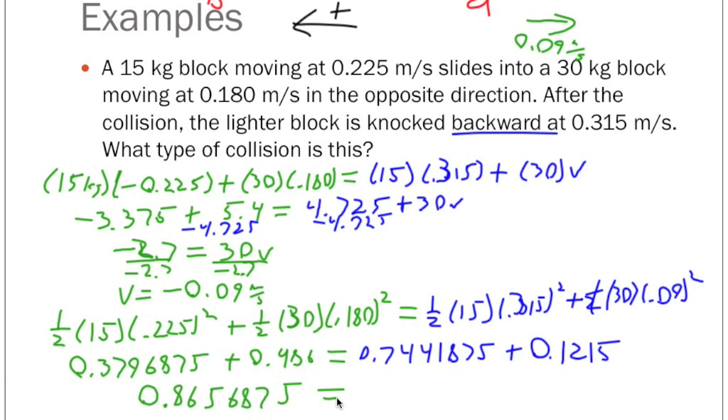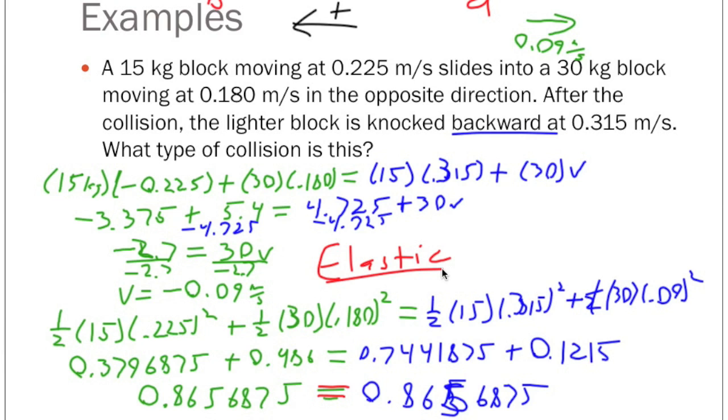And then on our after side, 0.7441875 plus 0.1215 equals, let's see, 0.8656875. And so these two values are the same. Turns out these are equal right here, and so since the kinetic energy is the same after as is before, we would say that this is going to be an elastic collision. And so we know that based on our results, that these turned out to be the same down here.